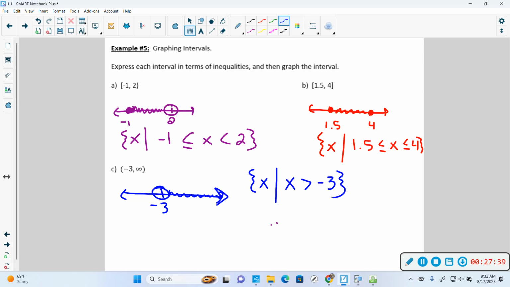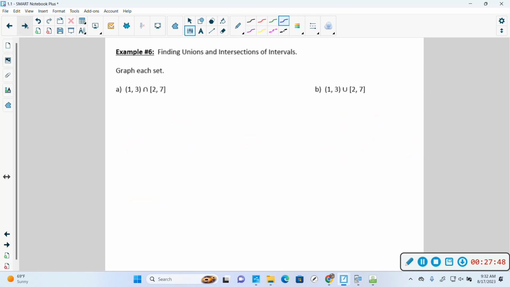So this is probably the only new stuff I have for you today, is all of this crazy notation. Any questions on any of this? All right, it's easy, just new. Same thing, still easy, just all this crazy set notation. So finding unions and intersections of intervals. So it says graph each set. All right, let's start with that.